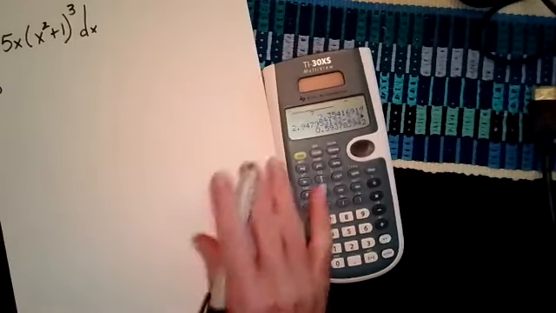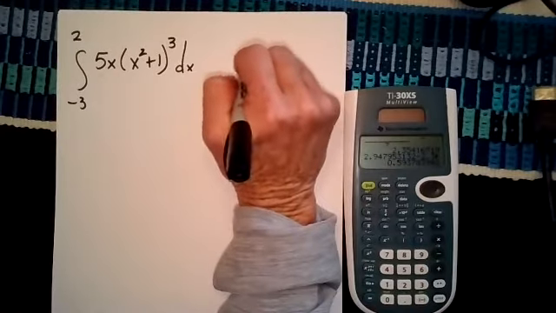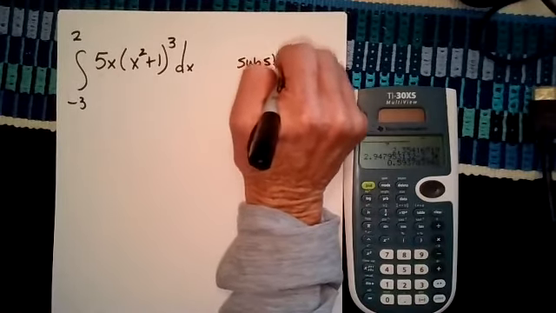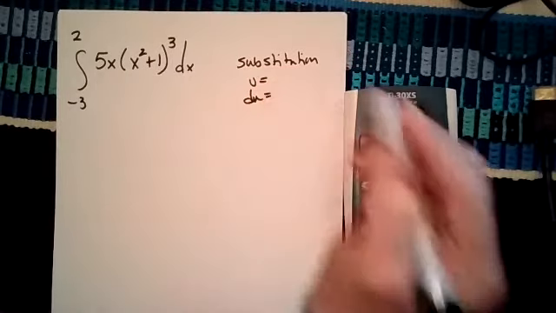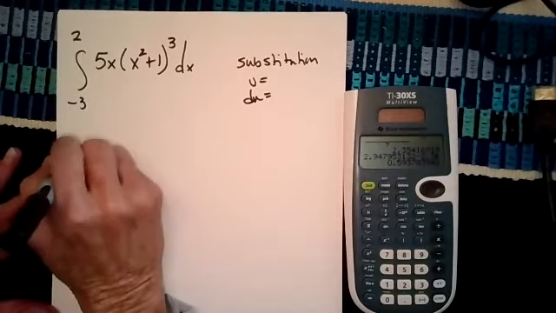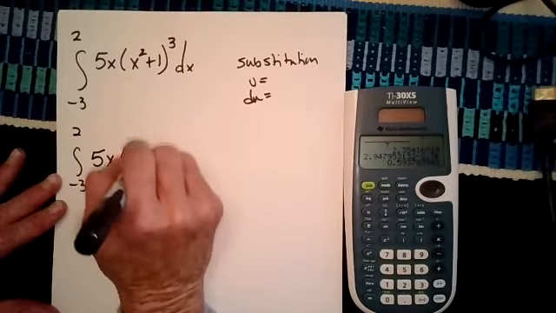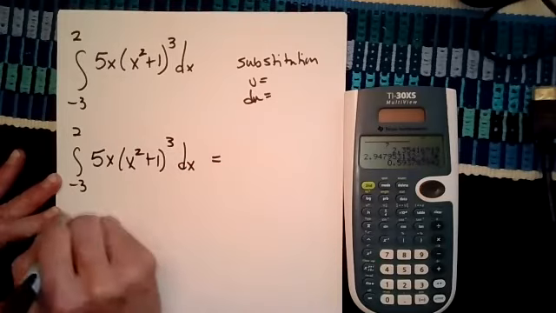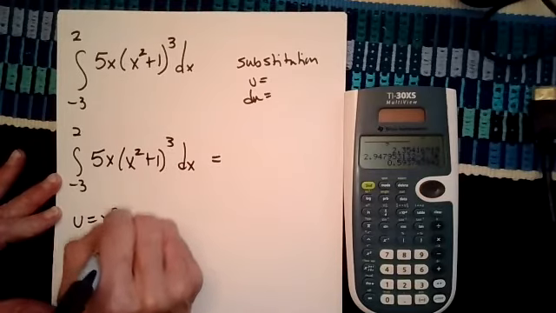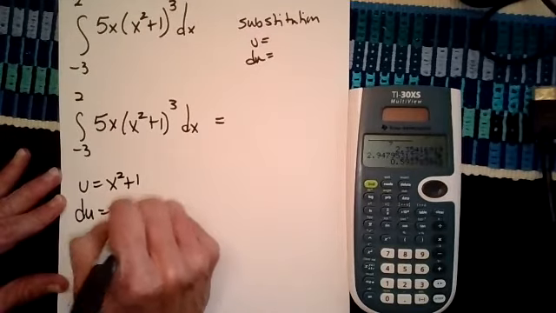Okay, it doesn't tell you to use substitution. That's the problem. You have to see that you have a quantity to a power. So this is a substitution. And what does that mean? That means you need u, and you've got to find your du, and you've got to substitute everything in. So let's write that again. -3 to 2, 5x times (x squared plus 1) cubed dx. Okay, so we let u be the inside, and the derivative of u is 2x dx.